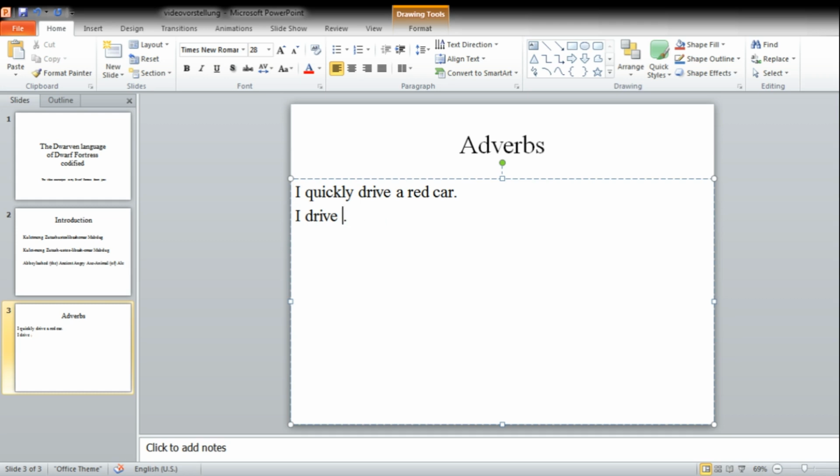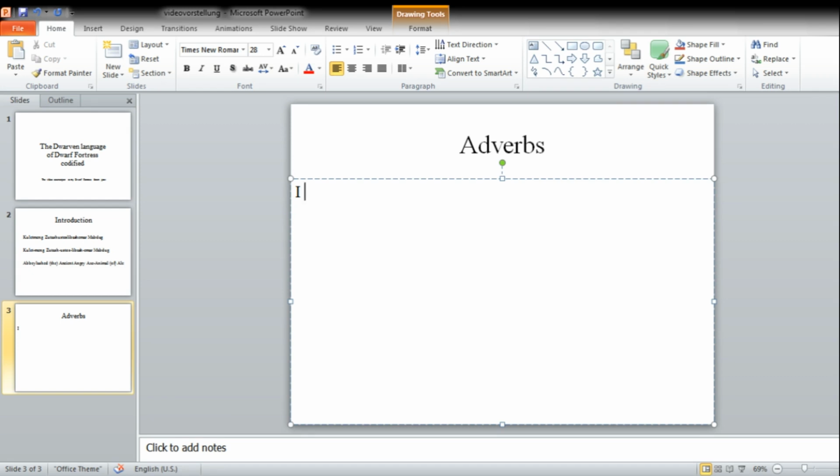And I found in Dwarven that should probably always be the case. Because again, Dwarven words are never declined. So quick, the adjective, becomes quickly, the adverb, by adding this ly ending. But in Dwarven, there's no declination. So we can't do that. Instead, I just made adverbs and adjectives the same.